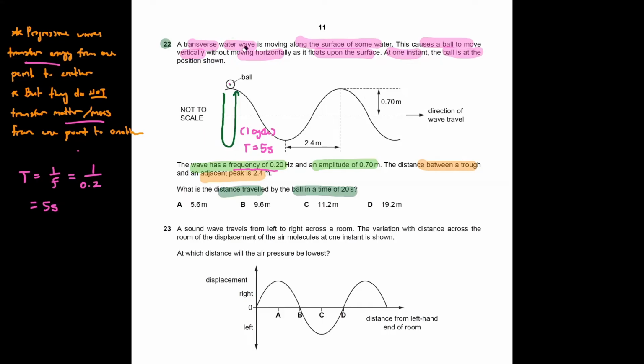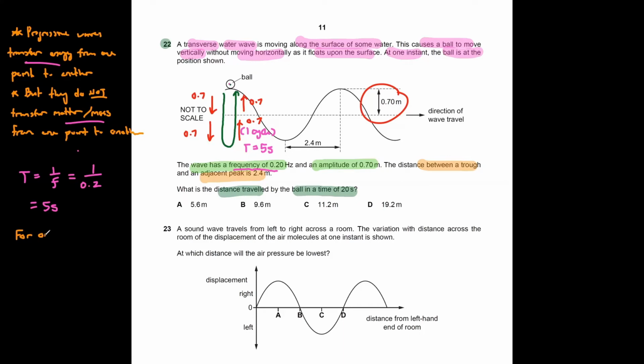Maybe it's better if I just draw some arrows. This one will be 0.7, because this one is 0.7. You see the amplitude is 0.7. Then I go down further, it's another 0.7. Then when I go back up, it's another 0.7. I go back up again, it's another 0.7. So in total, I can actually say this.